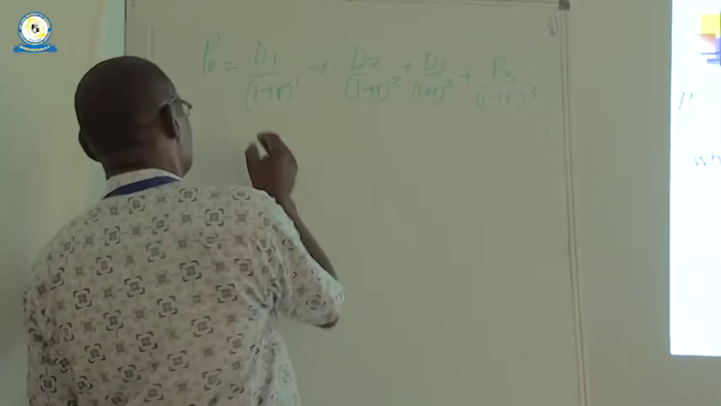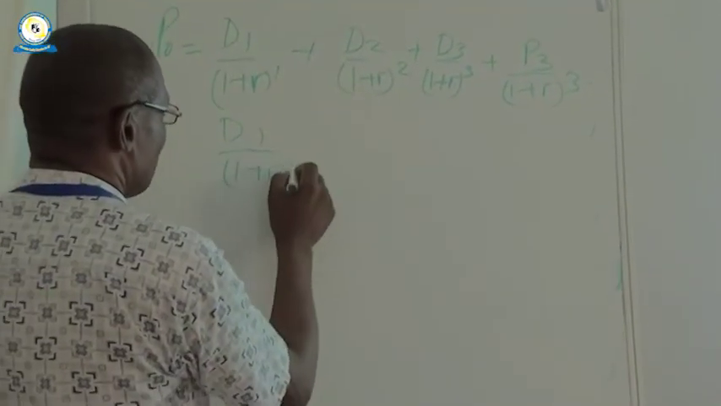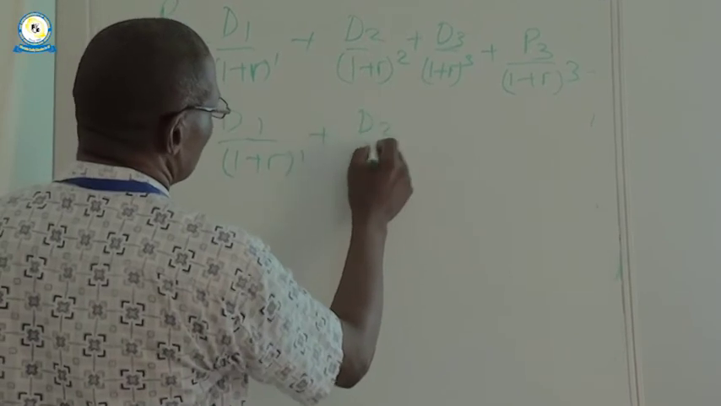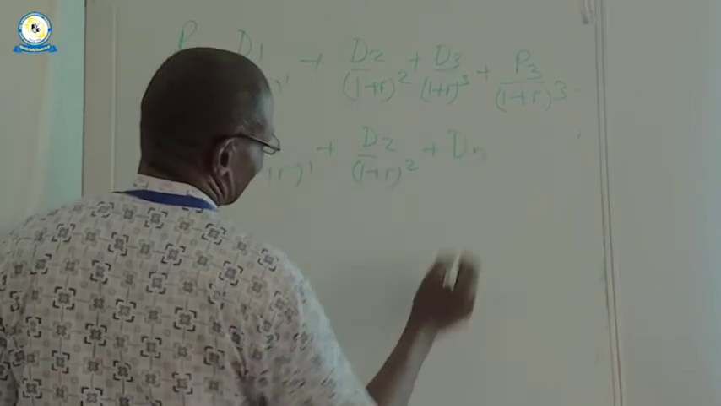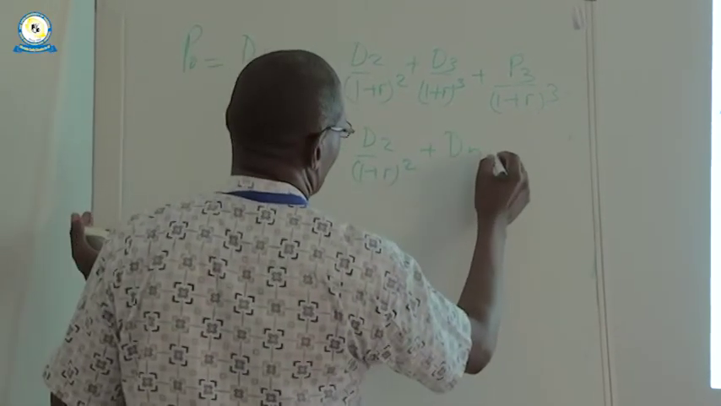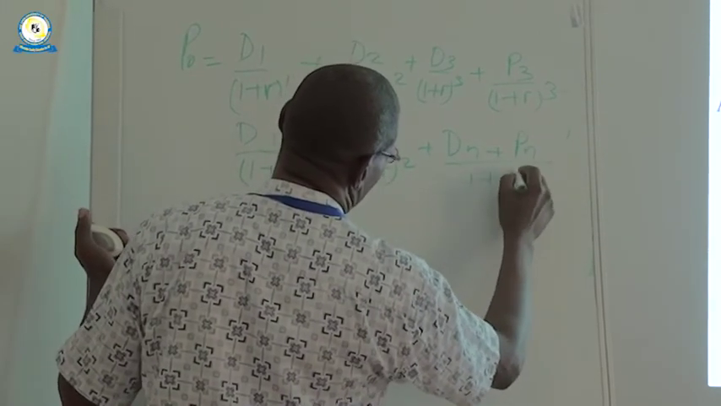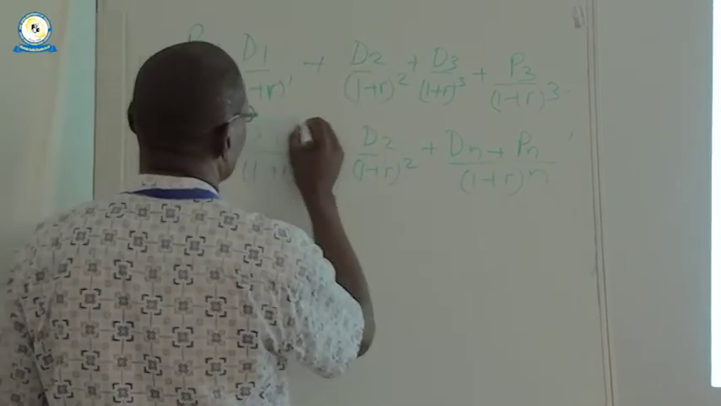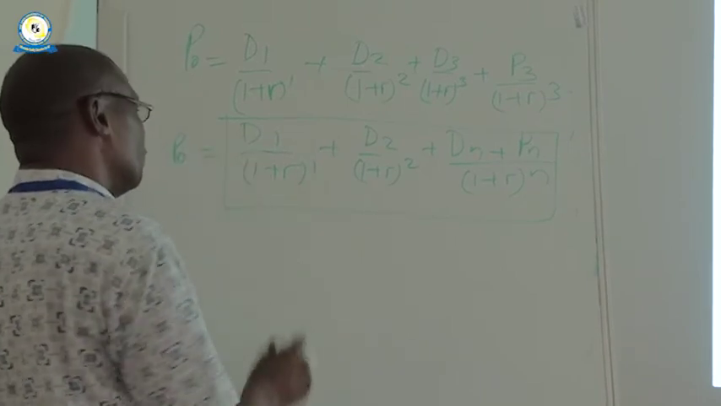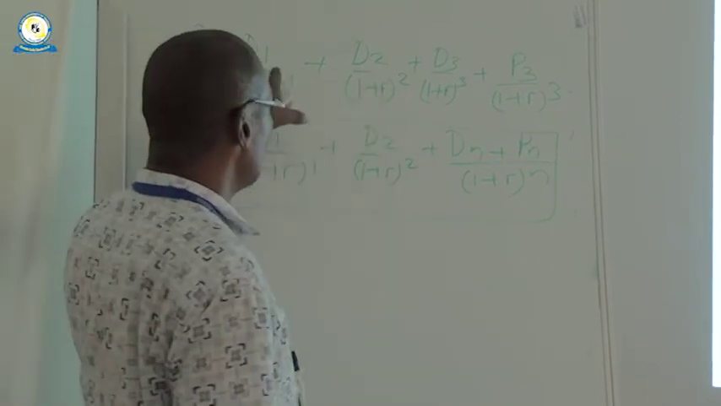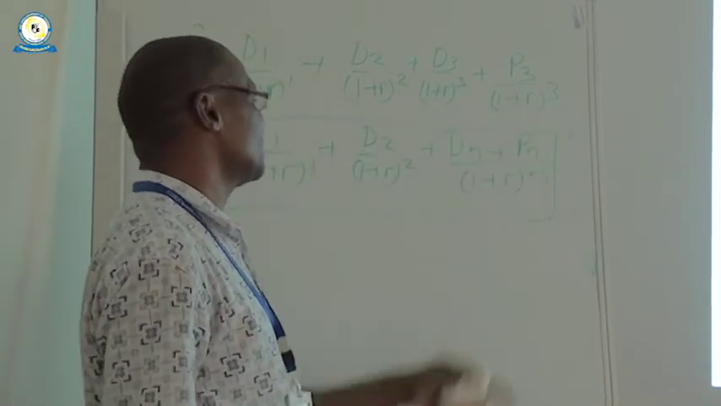Or in other words, we say D1 over (1 plus r) power 1, plus D2 over (1 plus r) power 2, plus Dn plus Pn over (1 plus r) power n. This is our general formula. Now, it depends on the number of years. If it is 3 years, we end up with D3, but we add P3 over (1 plus r) power 3.